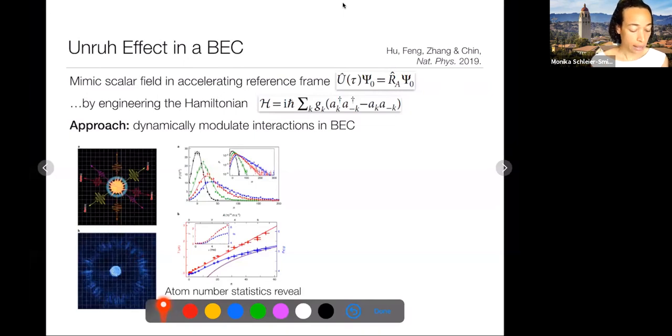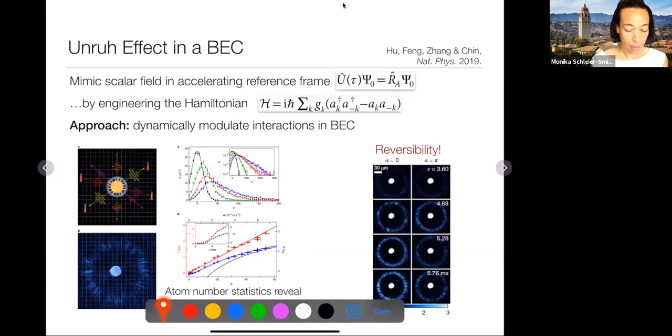They can analyze things like the statistics of the number of particles in these jets to say something about their effective temperature and relate that to the acceleration that they have simulated by engineering this Hamiltonian. And one neat thing that they're able to show is that they can reverse this process, which really shows something about the coherence of the process. They can evolve backwards in time by changing the sign of their Hamiltonian and see that these outward emanating jets start to go back into their central cloud.